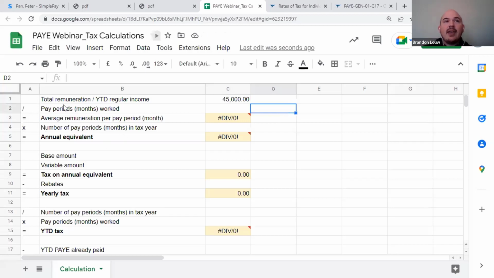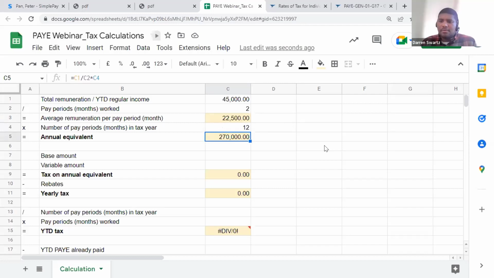We're then going to divide that by the pay periods or the months worked. So in this case, he's worked for March, he's worked for April. So he's worked for 2 months, and that gives Peter an average remuneration per month of 22,500. So yes, he earned 20,000 in the 1 month and then 25,000 in the next month, but on average, he's earned 22,500. And we're then going to multiply that by the number of pay periods or months in the tax year, which in this case is 12. And that gives us an annual equivalent or projected earnings for the year of 270,000.